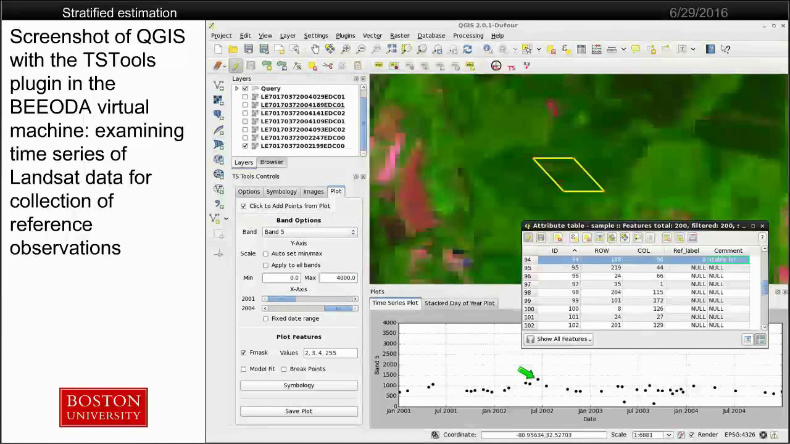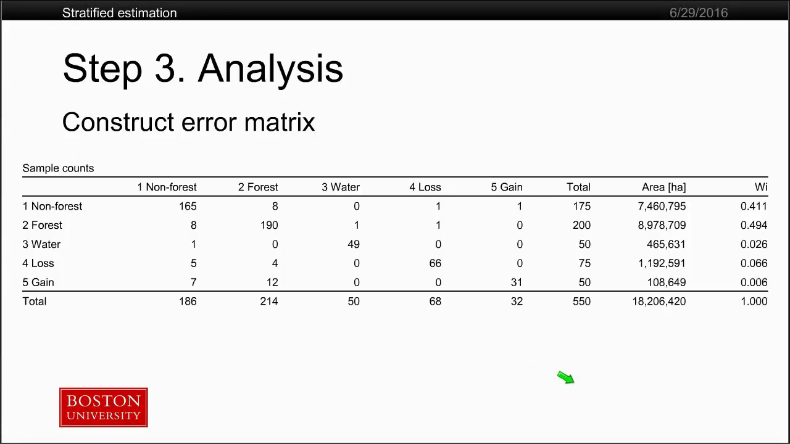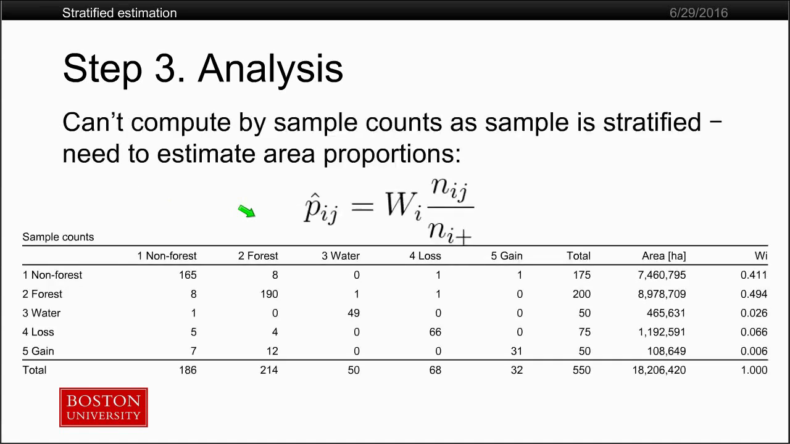Reflecting reference observations, Warren Cohen at the U.S. Forest Service and also at Oregon State University has developed a tool called TimeSync, which allows you to do something similar that is also very, very helpful. The good thing about TimeSync is that here you actually have to download the Landsat data. In TimeSync, you don't have to do that. It's actually reading it from a Google server.